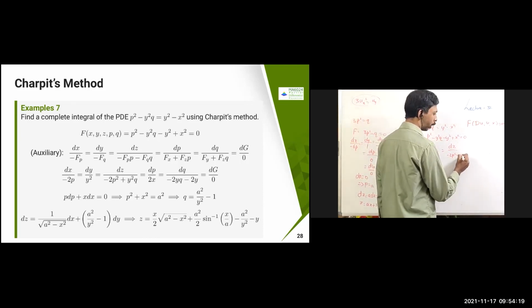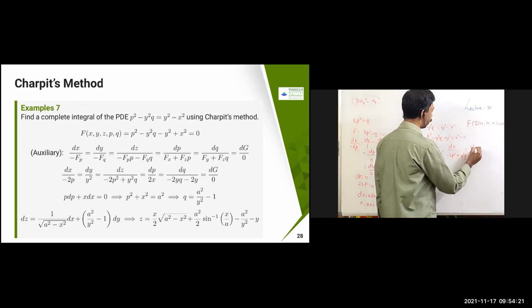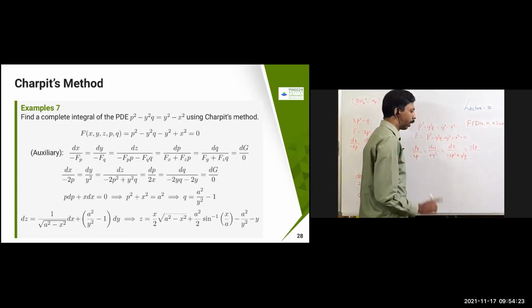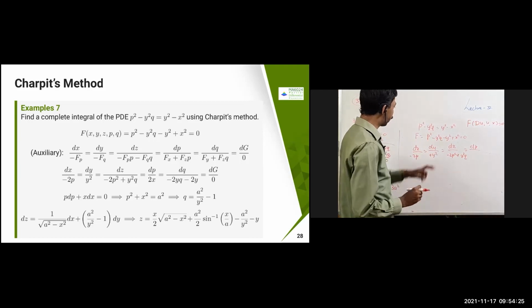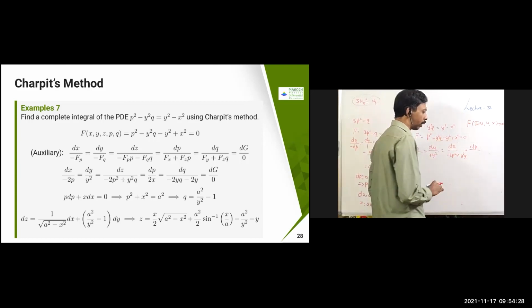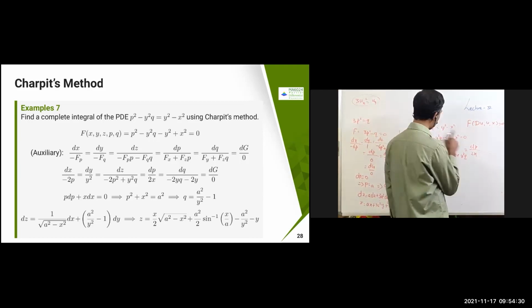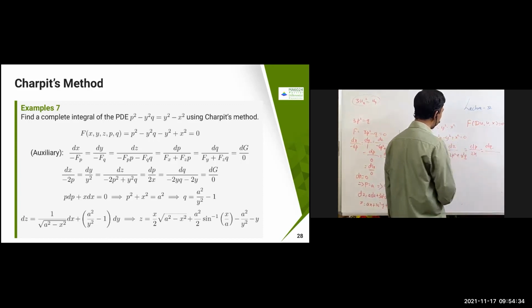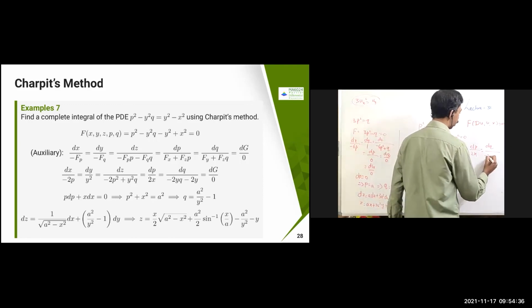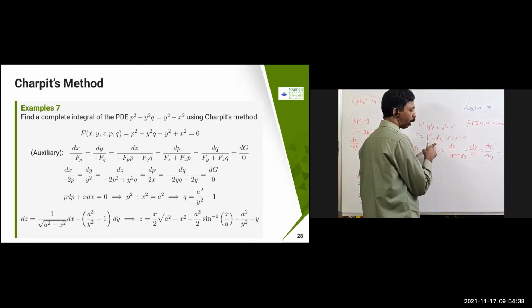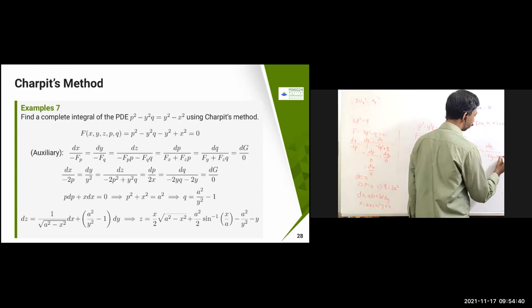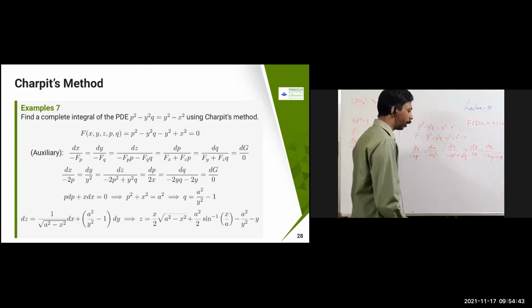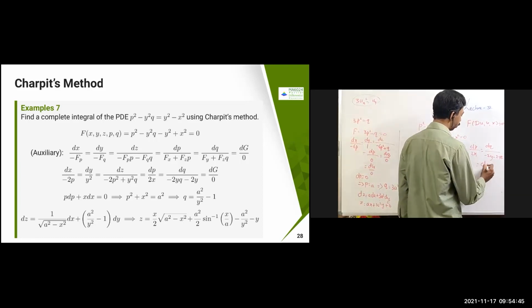Equal to dp by fx, you have to calculate fx, and f is at p, so fx is 2x. So you are going to get 2x, and there is no z here, therefore that is going to become 0. Similarly dq by, you have to do that with respect to y, so minus 2y is there and there is a y square q also, therefore you are going to get minus 2y, and equal to dg by 0.